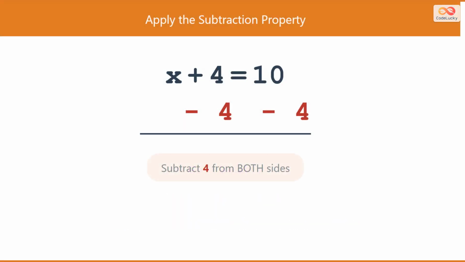To get rid of the plus 4, we use our subtraction property. We subtract 4 from the left side. But remember the rule, whatever we do to one side, we must do to the other. So, we also subtract 4 from the right side. This keeps everything fair and balanced.